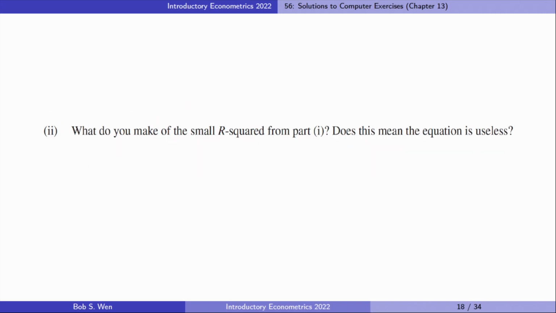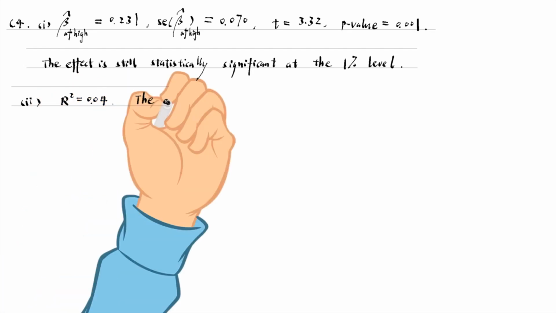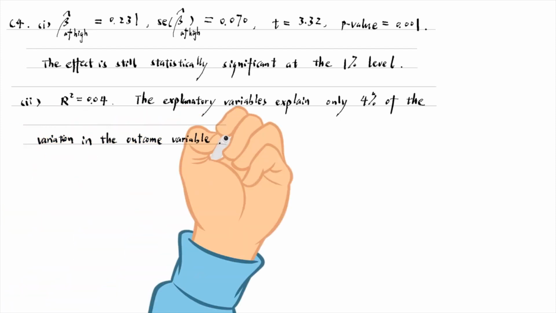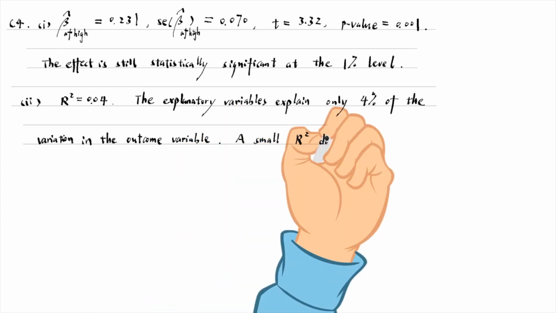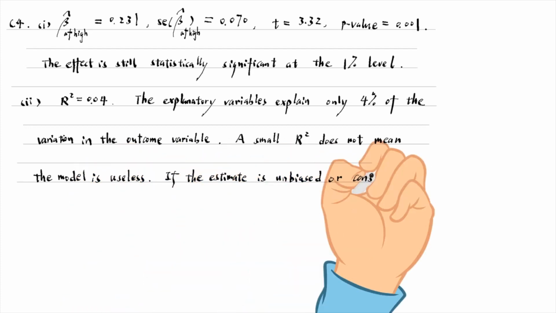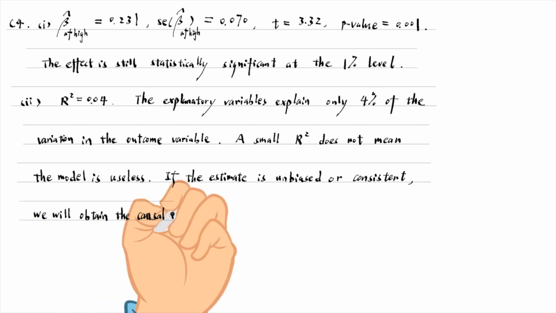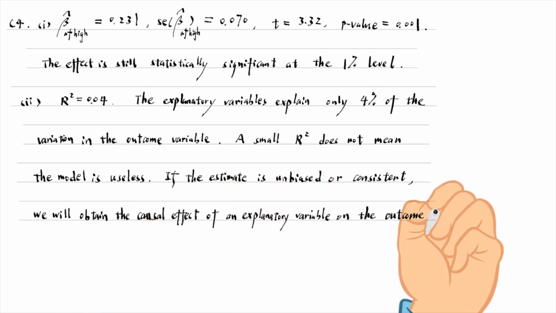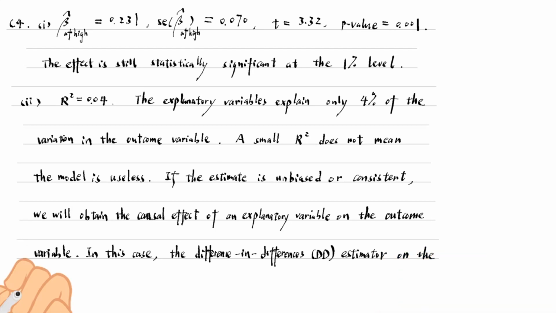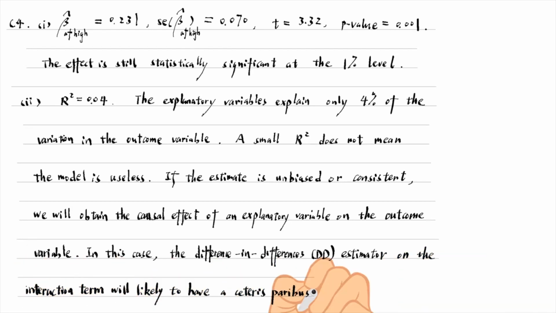Part 2 is about the small R squared. The R squared equals 0.04. It means the explanatory variables in the model explain only 4% of the variation in the outcome variable. A small R squared does not mean the model is useless. If the estimate is unbiased or consistent, we will obtain the causal effect of an explanatory variable on the outcome variable. In this case, the difference-in-differences estimator on the interaction term will likely have a ceteris paribus interpretation because the parallel trend assumption tends to be satisfied after controlling for the other factors.